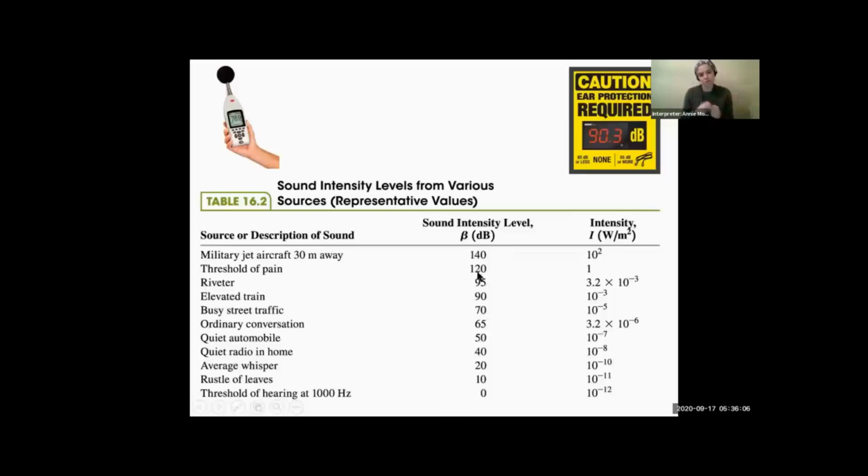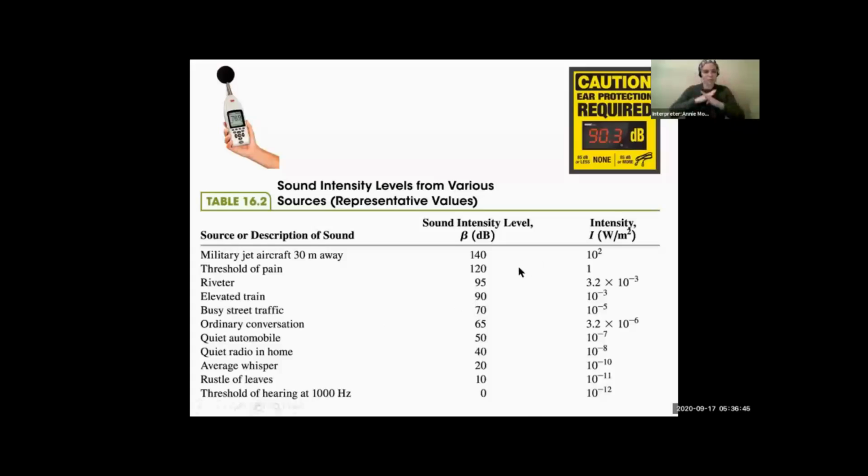Take the threshold of hearing. It has 0 decibels, because you're comparing with the reference intensity, 10 to the power negative 12. So 0 decibels is the threshold of hearing for humans, though different animals have different capacity. And the threshold of pain is 120 decibels.